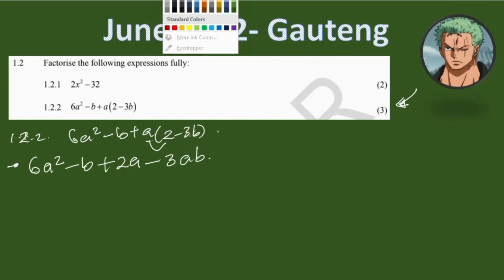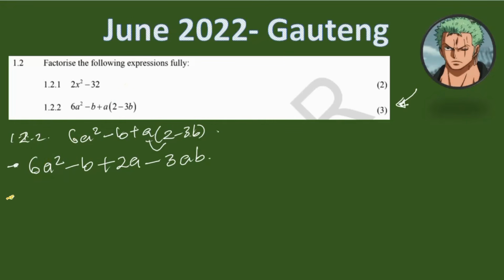Why? Because I want to rearrange these things. I want to rearrange them in a way that can work out for me. So this 6a squared, let me put it here. I'm going to group it with this 2a. So I'm going to say plus 2a. And then this negative b, I'm going to group it with this negative 3ab.